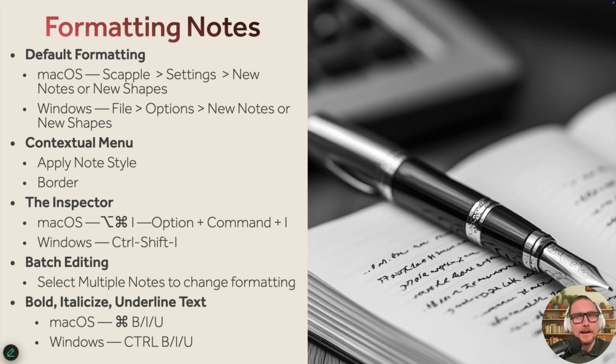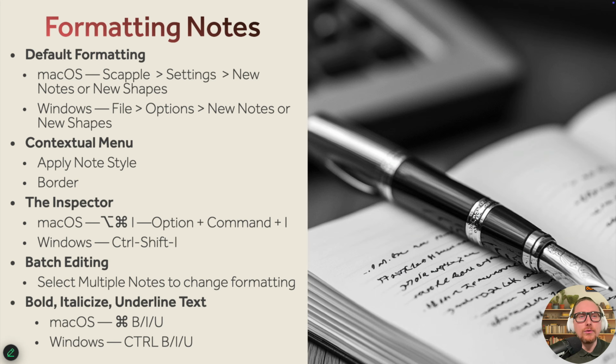You can bold, italicize, and underline simply by using Command B, Command I, Command U. If you're familiar with those, you probably use them a lot in Microsoft Word or even in Scrivener itself, right? Those are pretty common shortcuts. All right, it's going to be Control B, Control I, Control U on a PC. Okay, so let's go ahead and try it out.